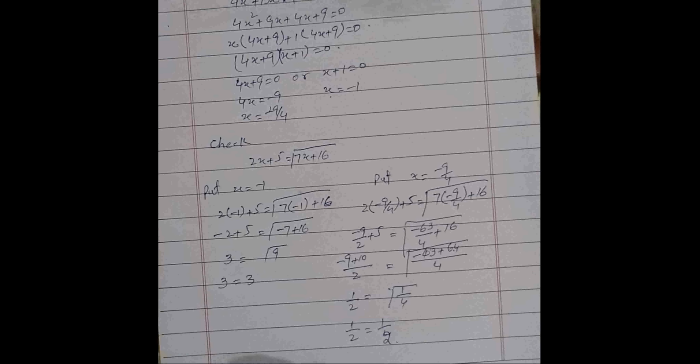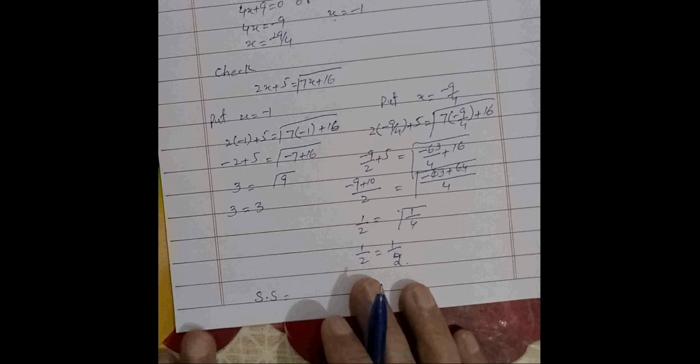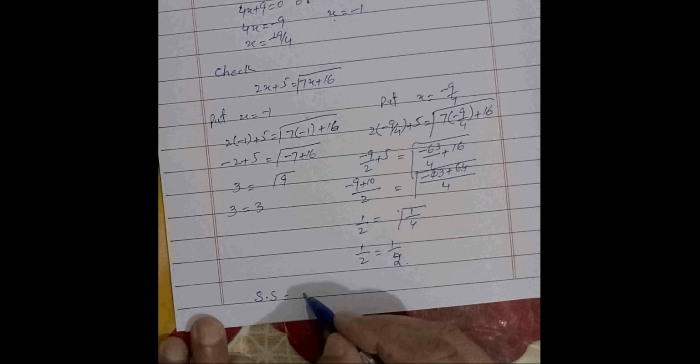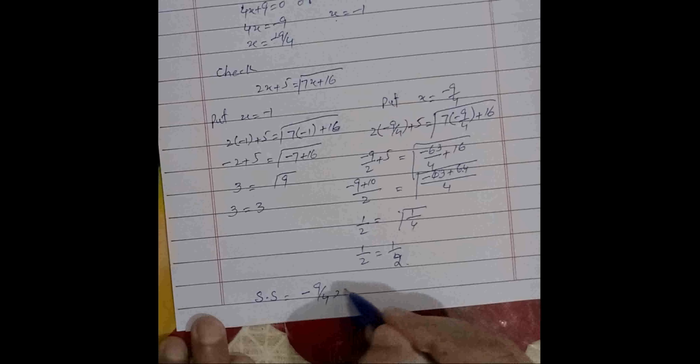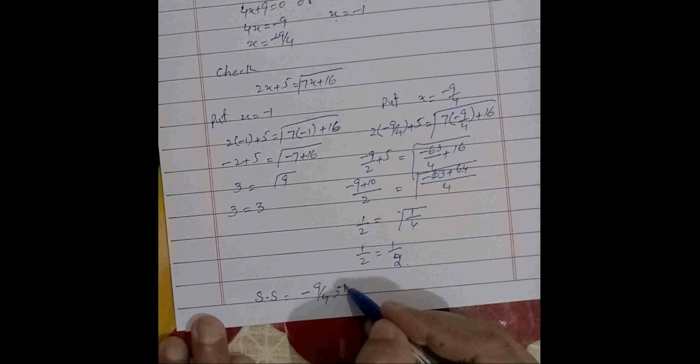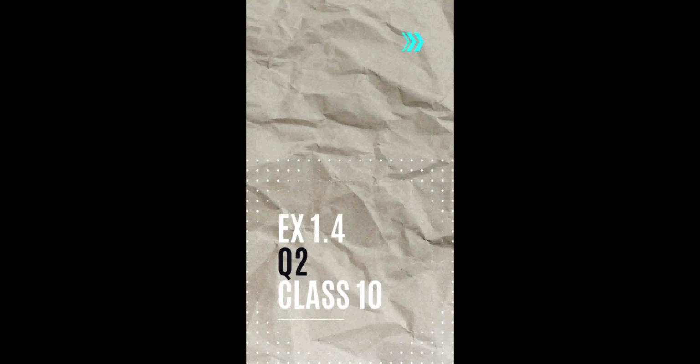So the solution set in this question, which is question 1 of exercise 1.4, is minus 9 over 4 and minus 1. It is the answer.